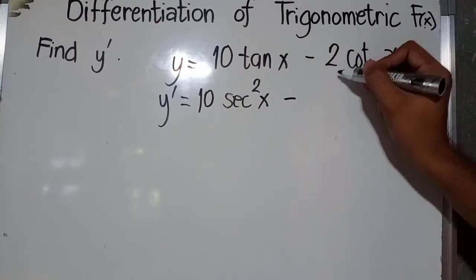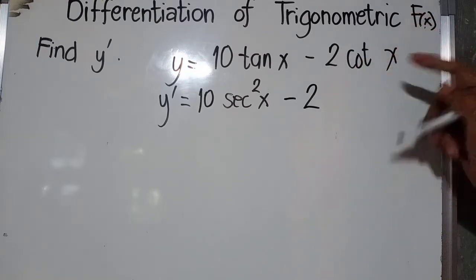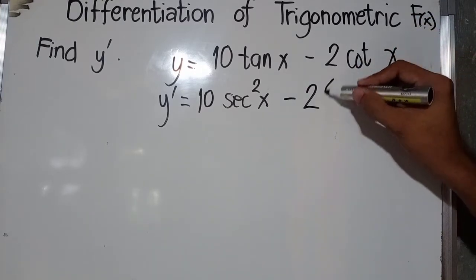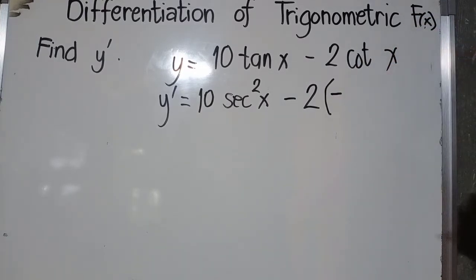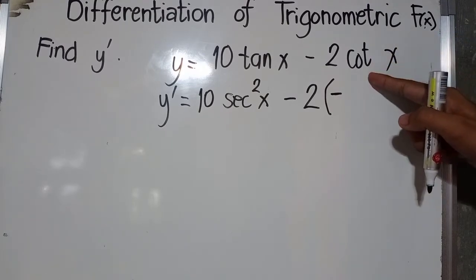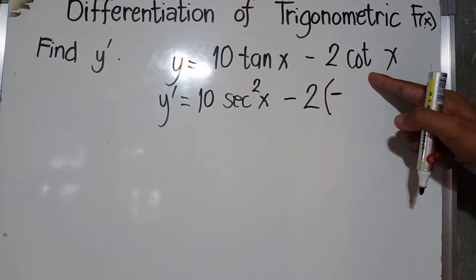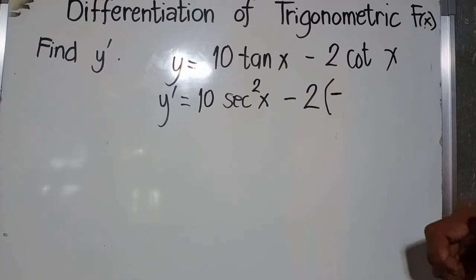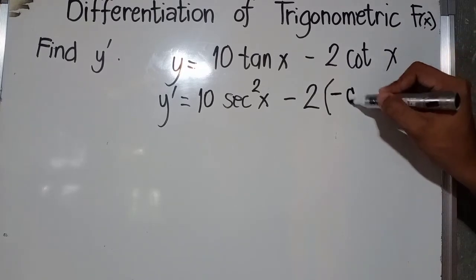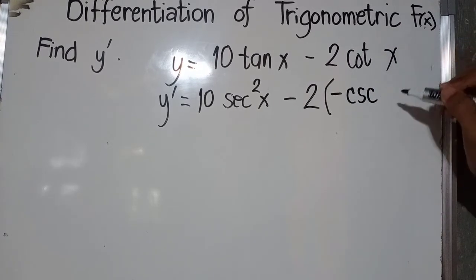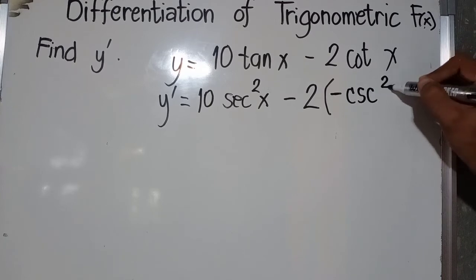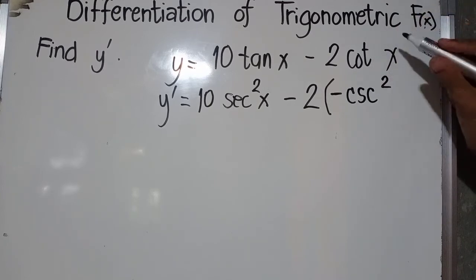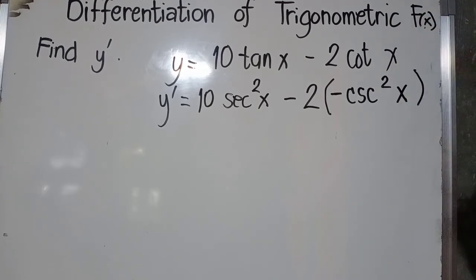Then, minus 2. What's the derivative of cotangent? Starts with the letter C, so it's a negative. And it has a tangent, so dapat squared yung kanyang sagot. Ano nga po ang partner ng cotangent? That is cosecant. And you have to square it because it has tangent, the word tangent, then x.